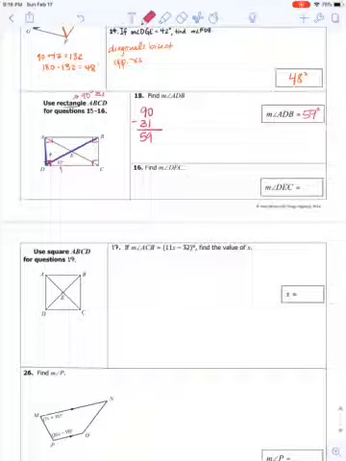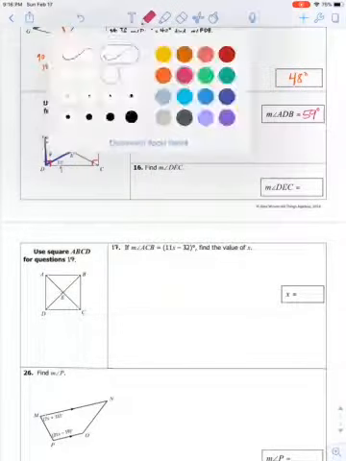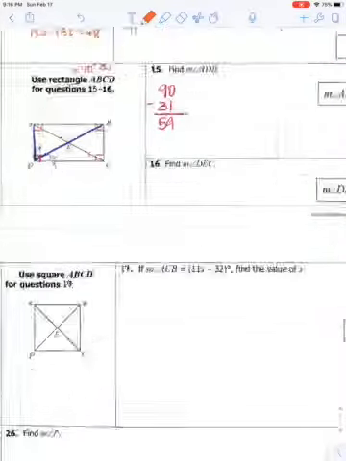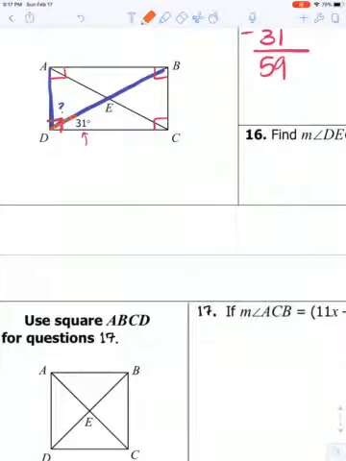Cool. Now it says, this one is a little trickier. Find the measure of angle DEC. Okay, so first of all, let's determine what that is. DEC is this angle right here. So that's that vertical angle in there.